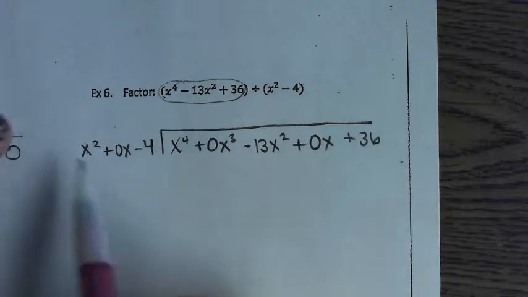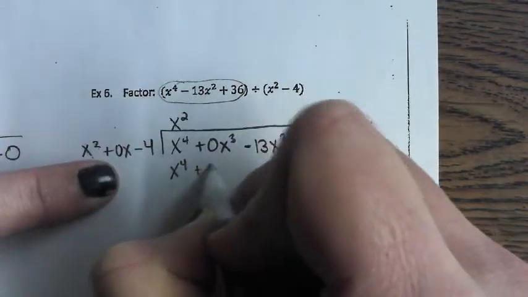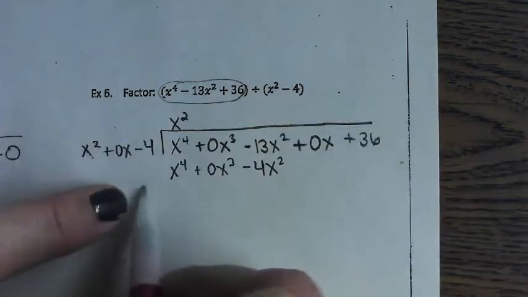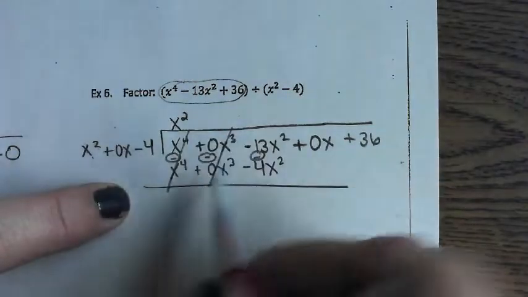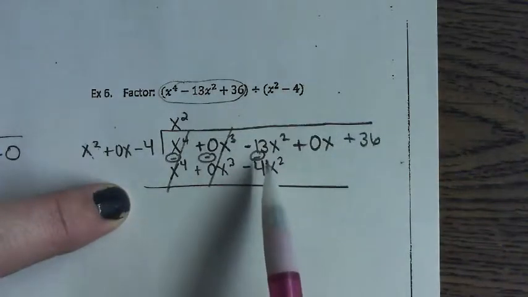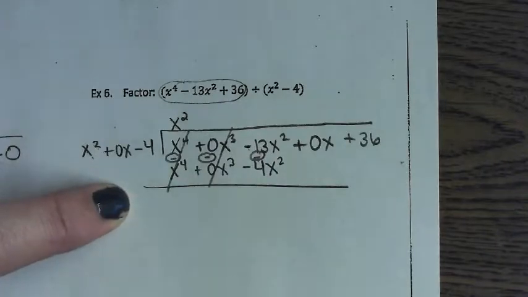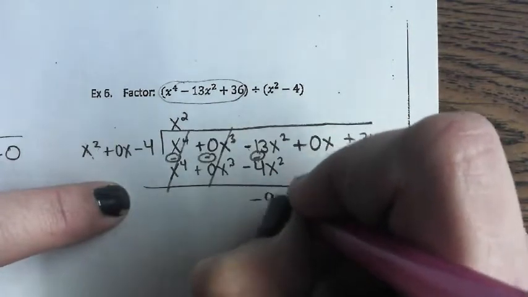So let's start this one. x squared times what gives us x to the 4th? x squared. So I'm going to get x to the 4th plus 0x cubed minus 4x squared. When I do my subtraction, that's going to cancel, that's going to cancel. Careful of your double negative here. Negative 13 minus a negative 4. Nope, it's negative 13 plus 4, negative 9x squared.